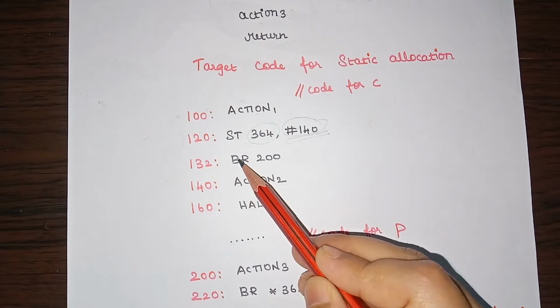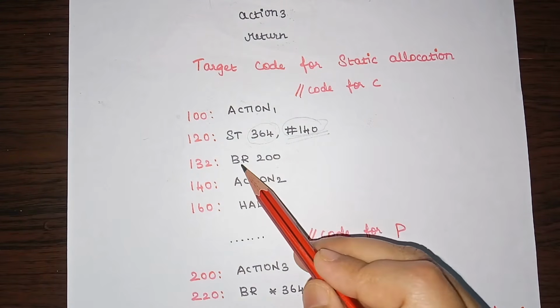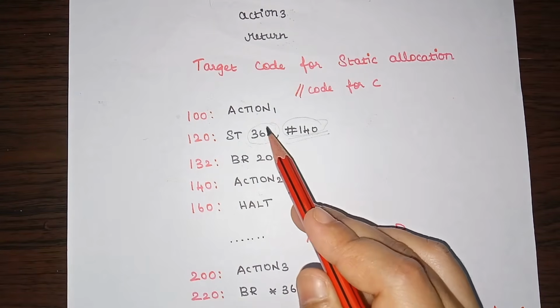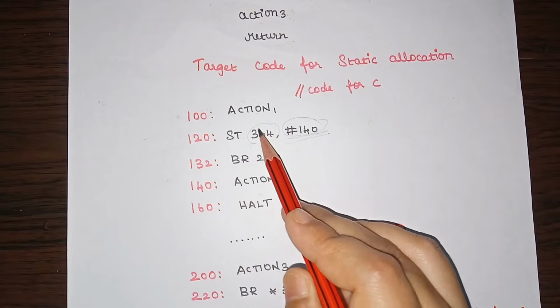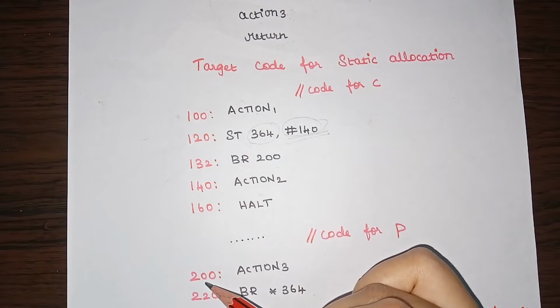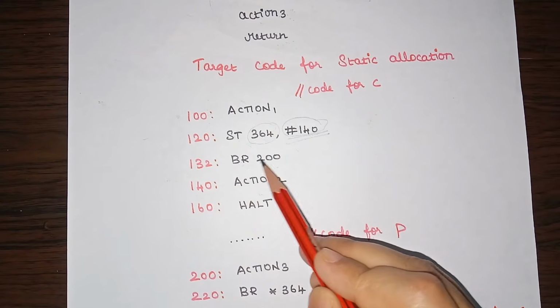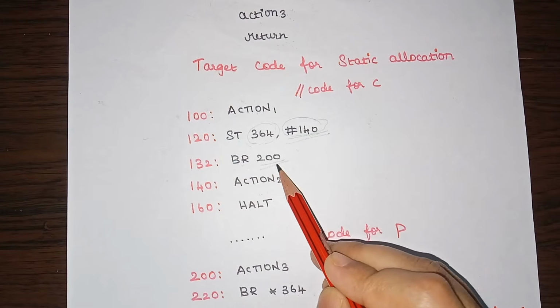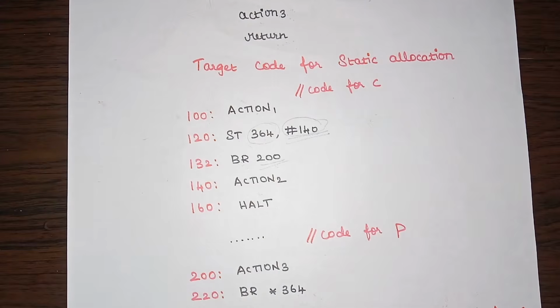And after that, here we have the branch statement. Whenever we have a procedure call, the control should move to that particular called procedure, right? So this contains the branch statement, and this value 200 represents the address of the callee.